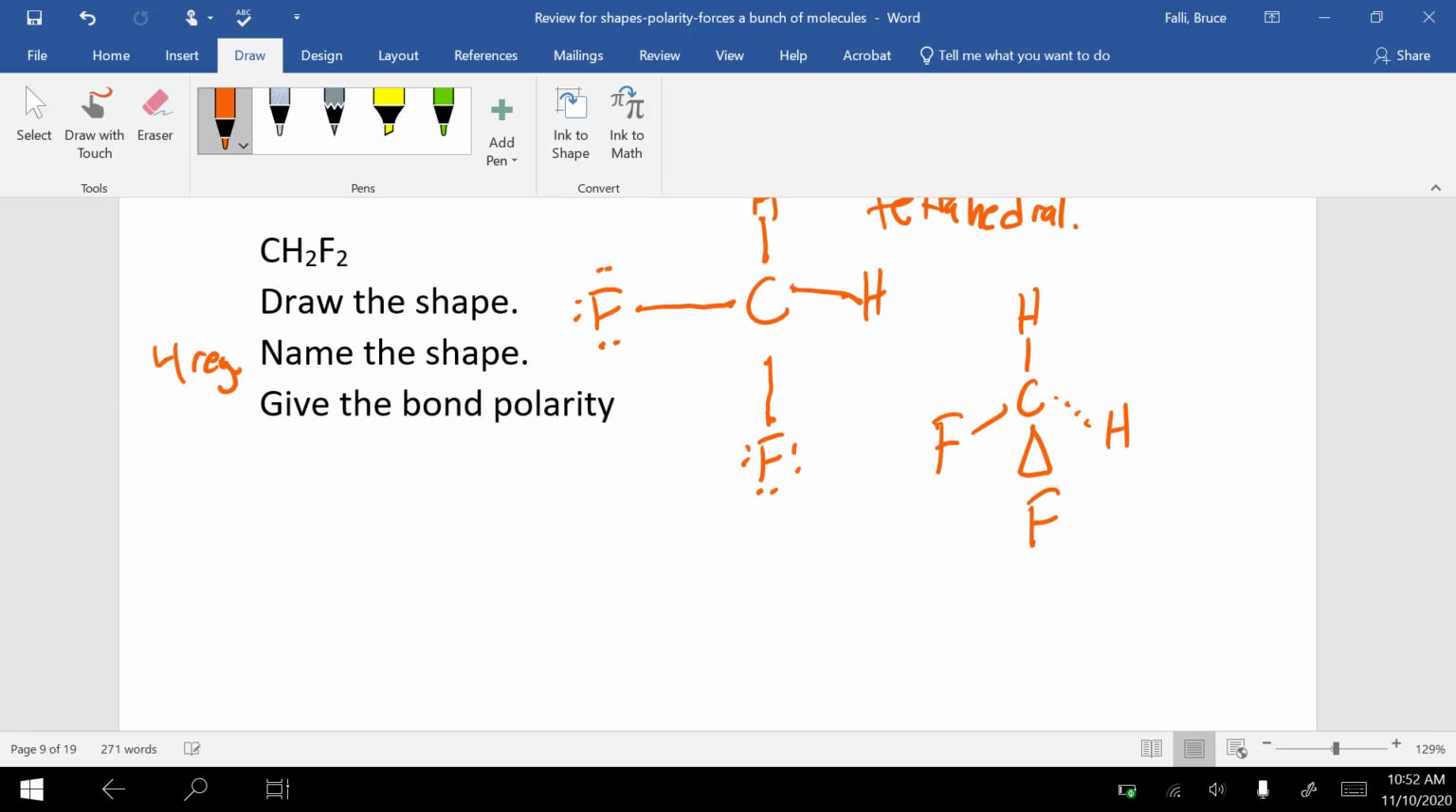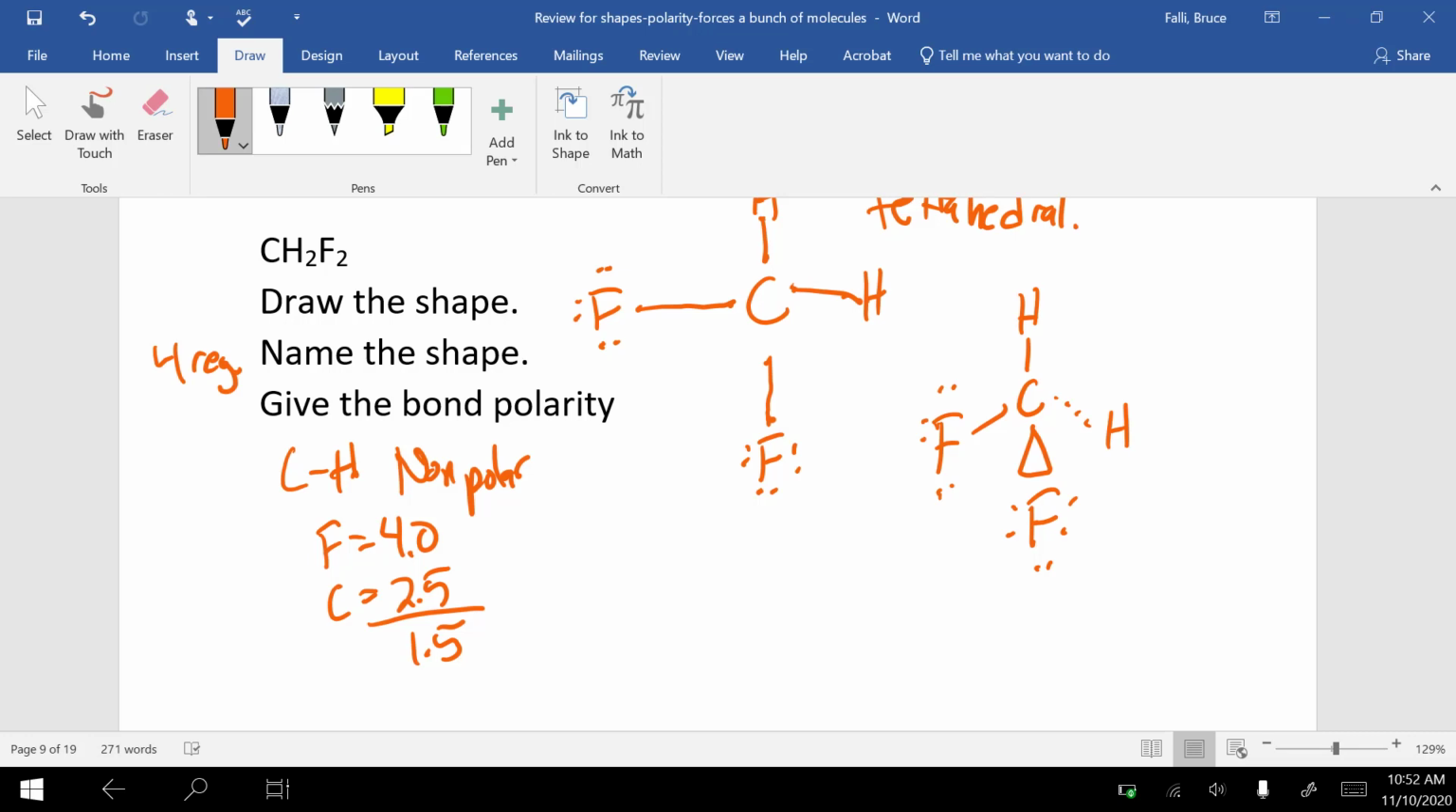Okay. So CH2F2, and then give the bond polarity. I hope you remember C to H is always nonpolar. And then F was 4.0, and carbon was 2.5. So that bond polarity is 1.5.